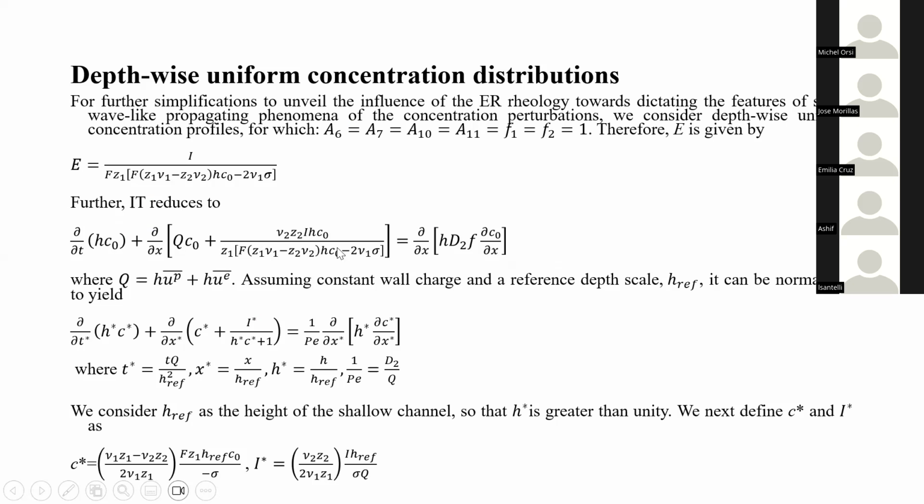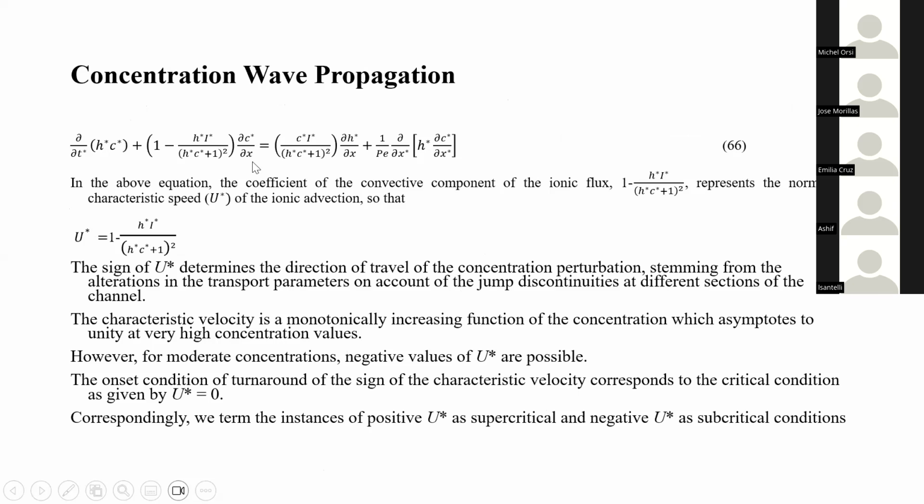This is the advective term and this is the diffusive term. Assuming constant wall charge and the reference scale depth of href, this can be normalized. To get this equation, we consider href as the height of the shallow channel so that h star is greater than unity. We next define c star and I star like this. And then this is the equation. The coefficient of the convective component of the ionic flux is 1 minus h star I star by (h star c star plus 1) whole square. And this represents the normalized characteristic speed of the ionic advection.